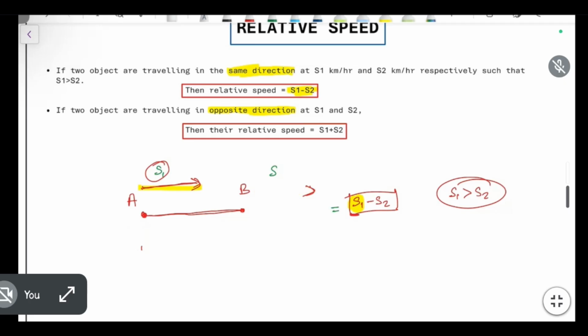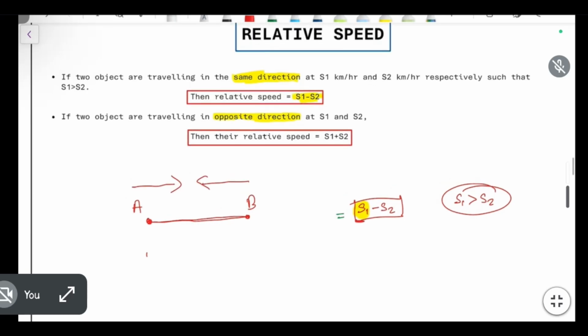So opposite direction means what? Let me just discuss only one case here. Opposite direction, A is traveling towards B and B is also traveling towards A. In most questions, they use the words A and B are traveling towards each other. You won't see both of them are traveling in the opposite direction, but the words that the examiner uses are traveling towards each other. When they are traveling towards each other, the relative speed is nothing but speed 1 plus speed 2.